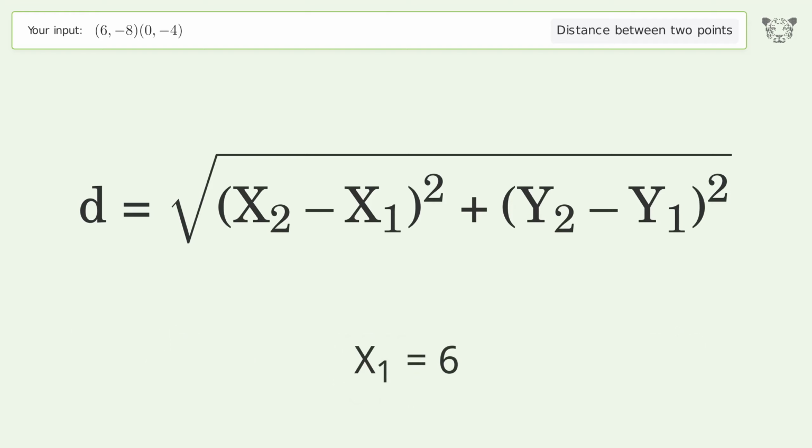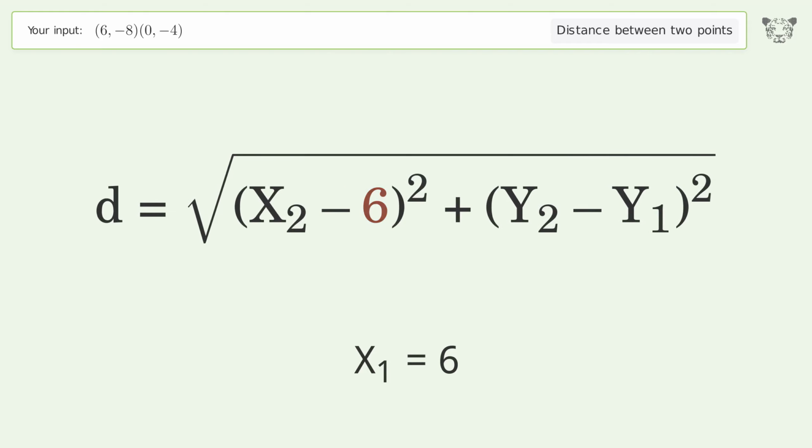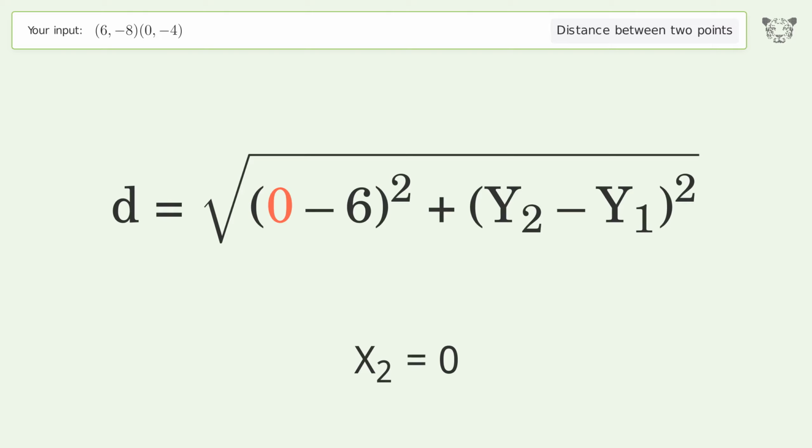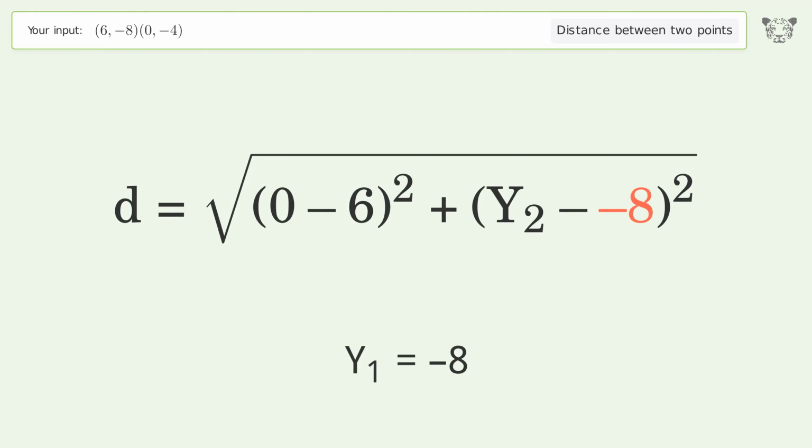x1 equals 6. x2 equals 0. y1 equals -8. y2 equals -4.